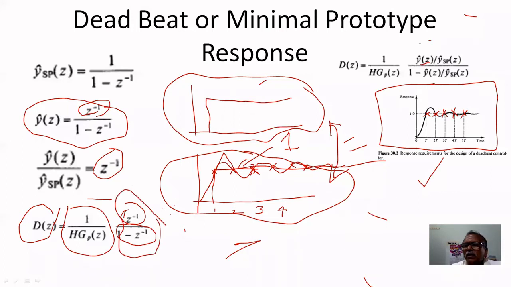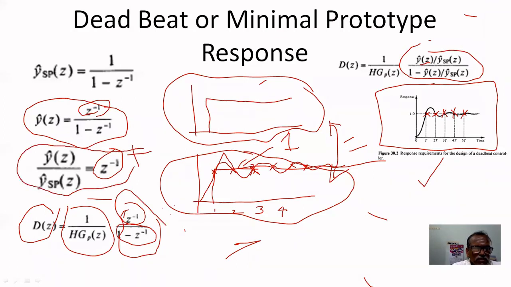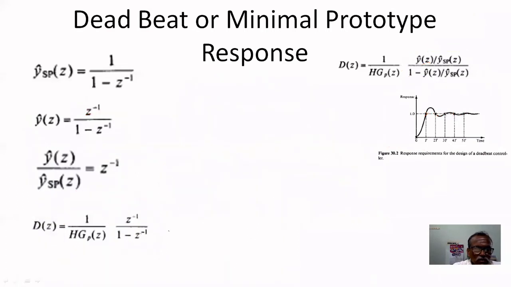How did you get this? Here you see the numerator, y of z upon y set point of z, that you substituted from here, because y of z by y set point of z is z power minus 1. The numerator you substituted z power minus 1, and the denominator 1 minus z power minus 1. If you find from the mathematical model 1 by HGP of z, you will get the controller.